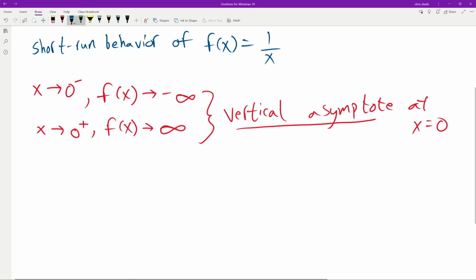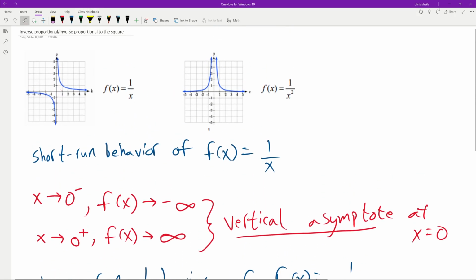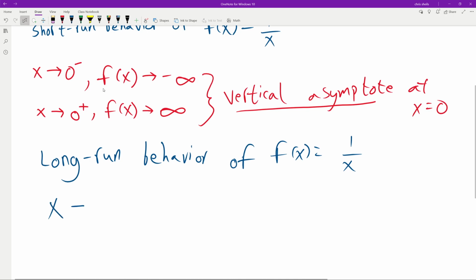Now let's look at the long run behavior of this same function. As I go farther and farther to the left of this graph, notice that these y values are getting really close to 0 over time. They're kind of leveling out to 0. So in other words, as x approaches negative infinity, f of x approaches 0.